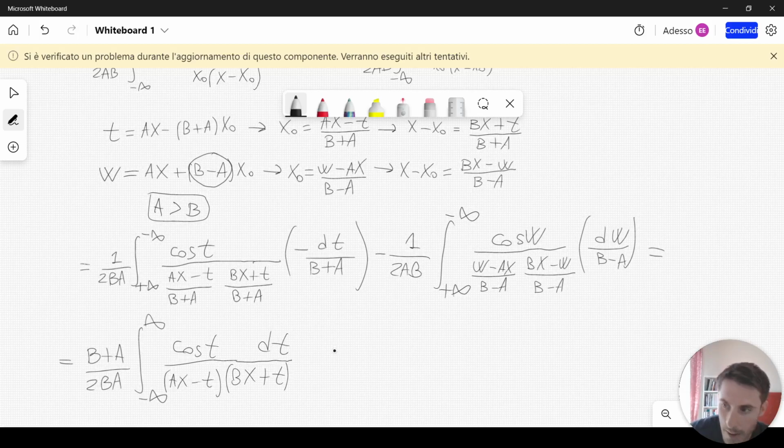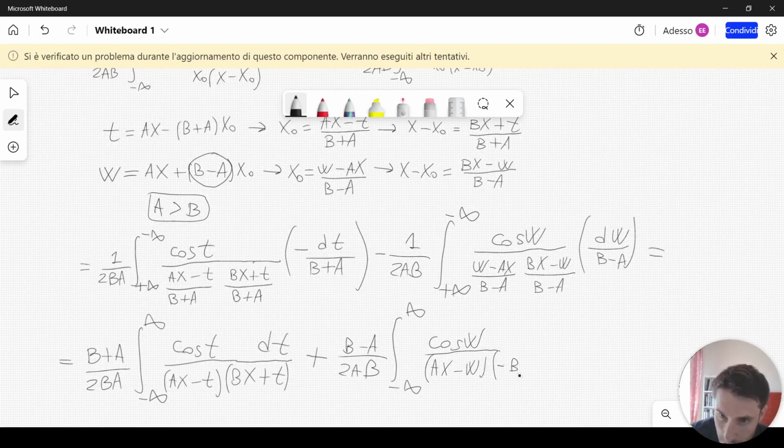We have dt. And then here we have plus. So this minus, I will turn it into a plus by swapping the order of these two integration limits. So we have (b minus a) divided by 2ab, integral from minus infinity to plus infinity, cosine of w divided by (ax minus w), then we have minus (bx plus w) dw. So I have also changed the sign here and also here.